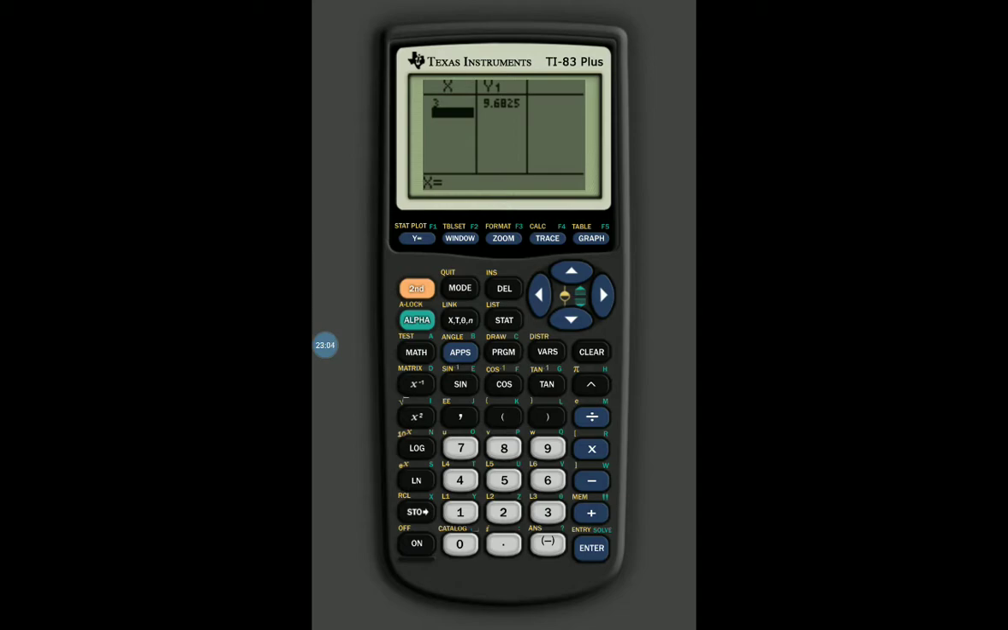Now they're asking, when is the population going to be 300? We could solve it algebraically. Or we could just say, when is that equation equal to 300? And find the intersection. It's going to ask us for a first curve, a second curve, and then a guess. So that happens about 29.7 years in.